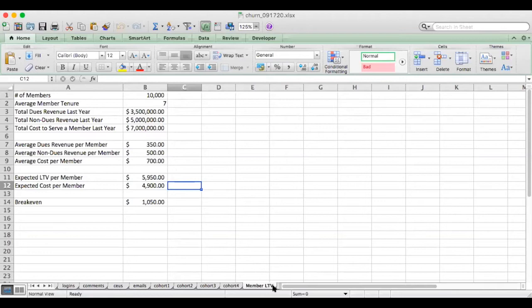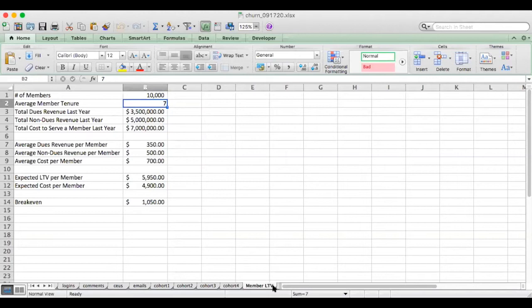Having said that, you will likely want to talk to your accounting or finance team to make sure you're using your metrics in the best way possible. But in order to calculate member lifetime value, you only need a few steps. First step, you need to know the total number of members that you have. So in our example here, our simulated data, we've got 10,000 total members.